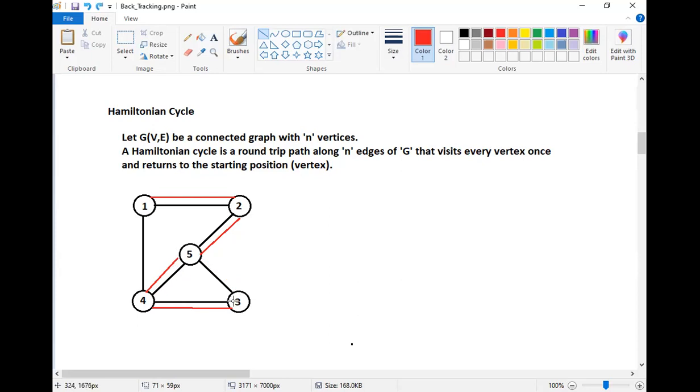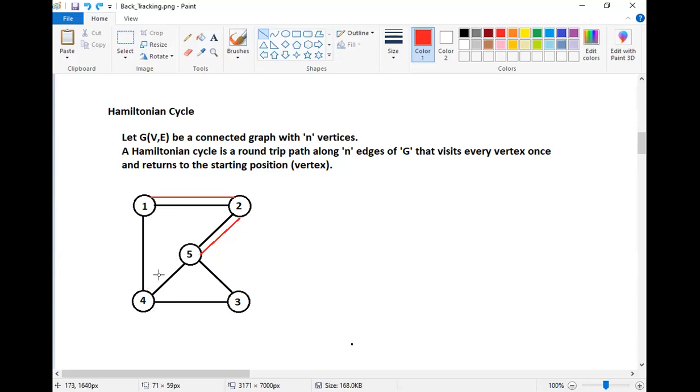Since 3 becomes a dead end, what do I have to do? Backtrack. Backtrack means, how did I reach 3? From 4. Are there any other possibilities from 4? There are none. What has to be done? Backtrack. Where should I come back to now? 5. Okay. Now from 5, I traveled through the 4th vertex, but I did not get the solution.